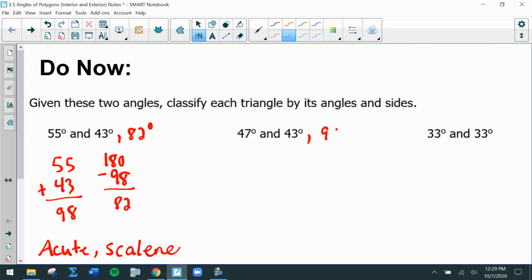Now if we look at the next one, if we add 47 and 43, we get 90, making the third angle 90. And so this is a right scalene triangle, since none of the angles are the same.